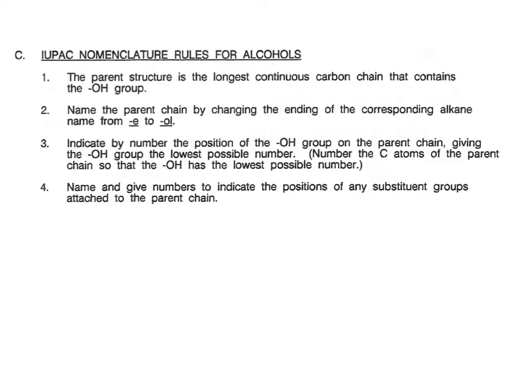Now we have to number everything. So we're going to number, giving the lowest possible number to the hydroxyl group. Once the direction of numbering has been determined by the hydroxyl group, we can add the substituent groups in and number those, using the direction that was determined by the hydroxyl group. Recall that any time there is more than one of a group, you can use the prefixes di, tri, and tetra, and they will never be a part of the alphabetization.